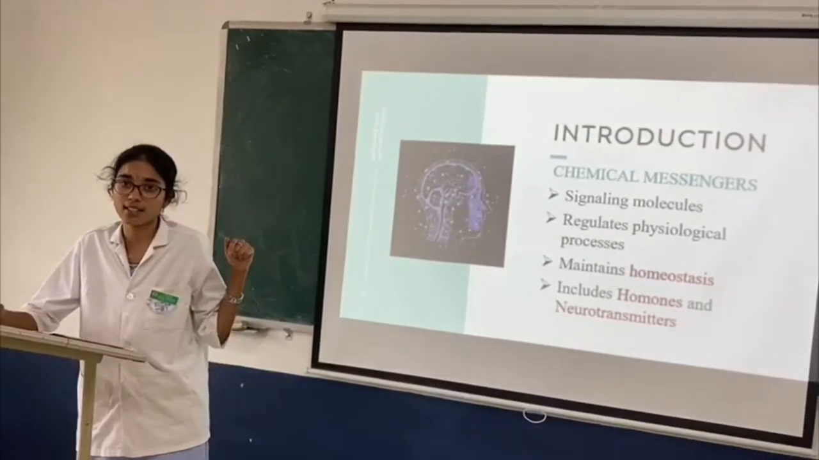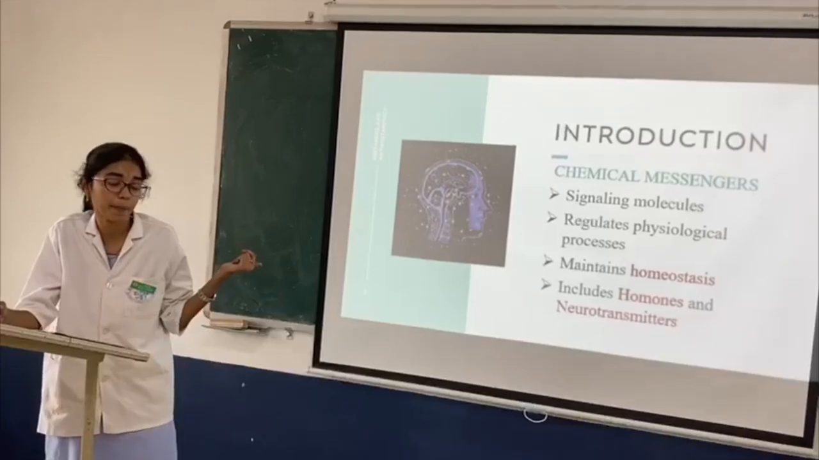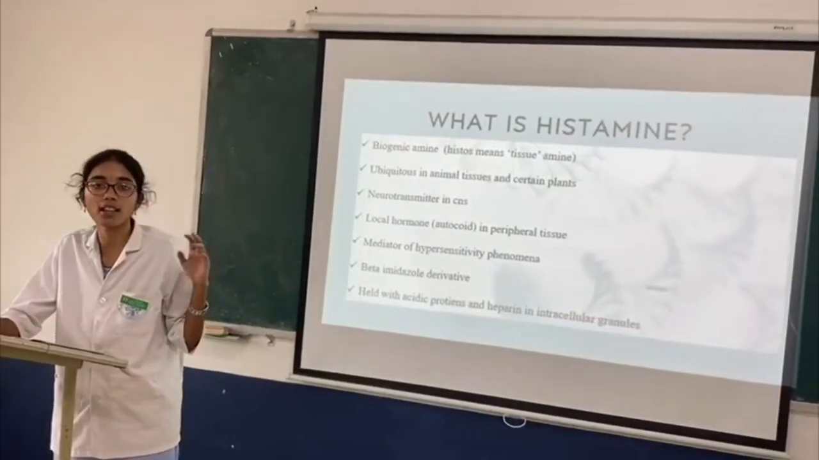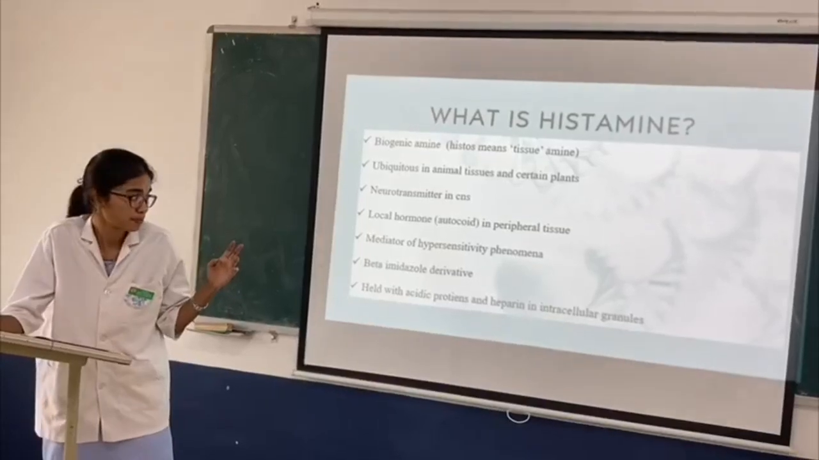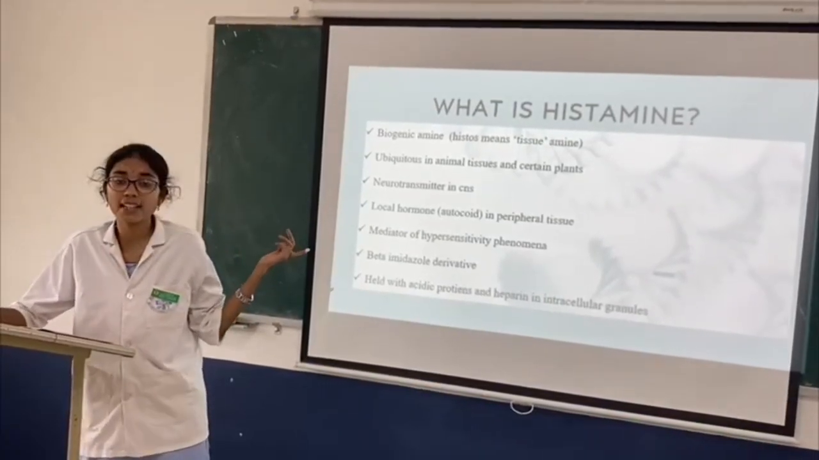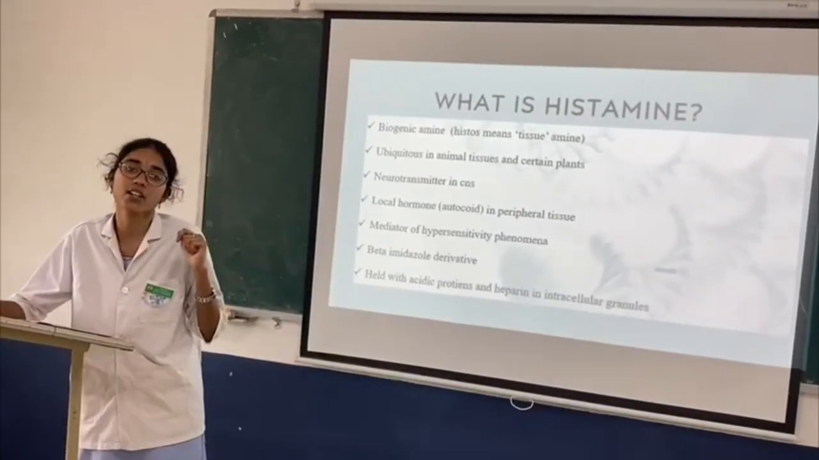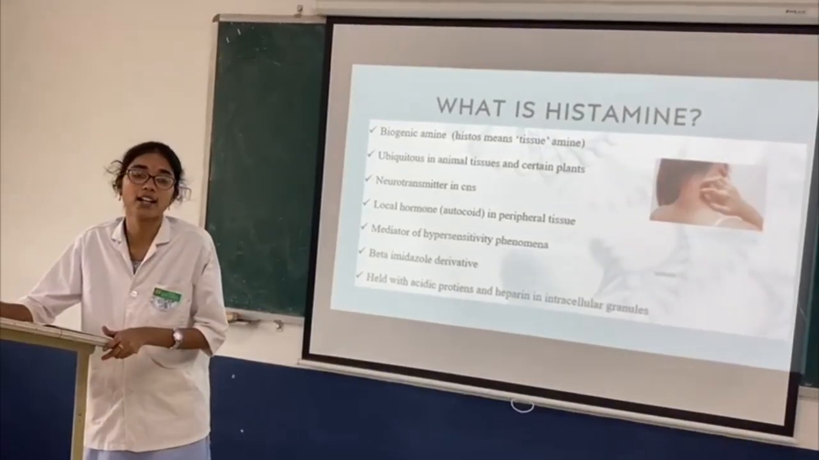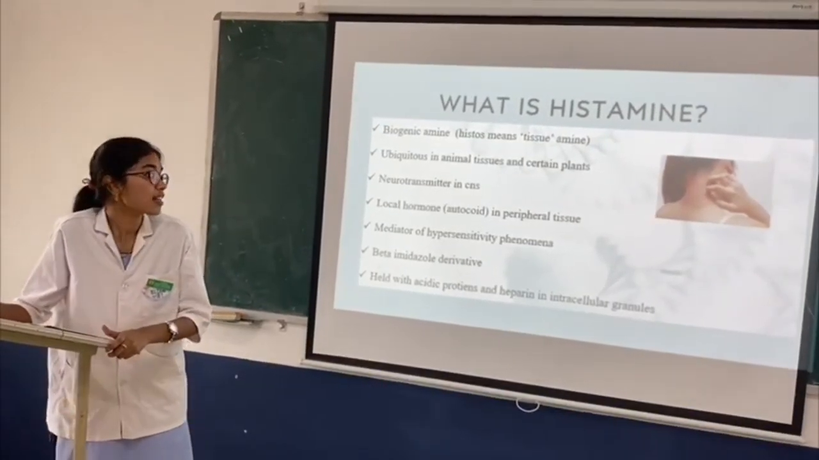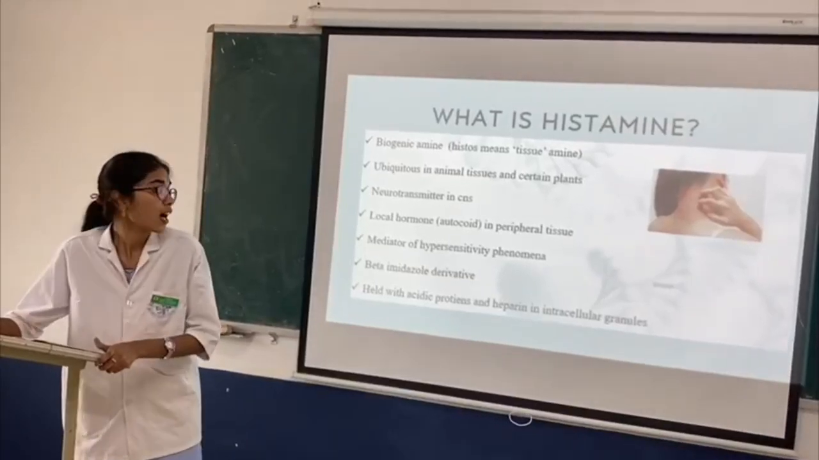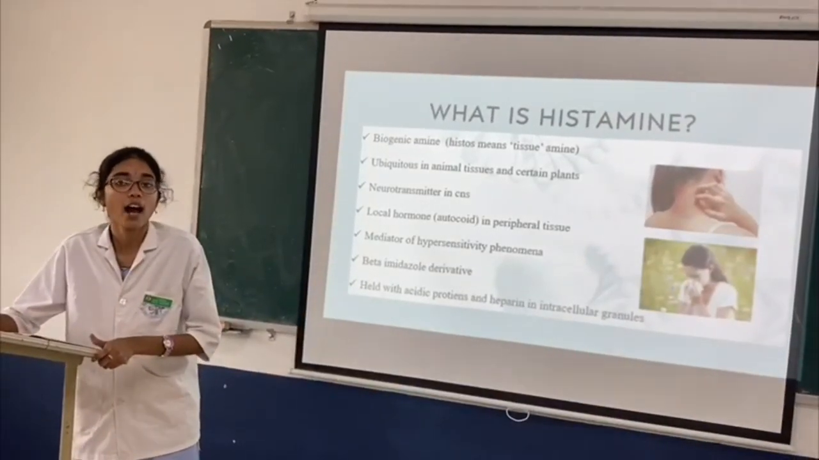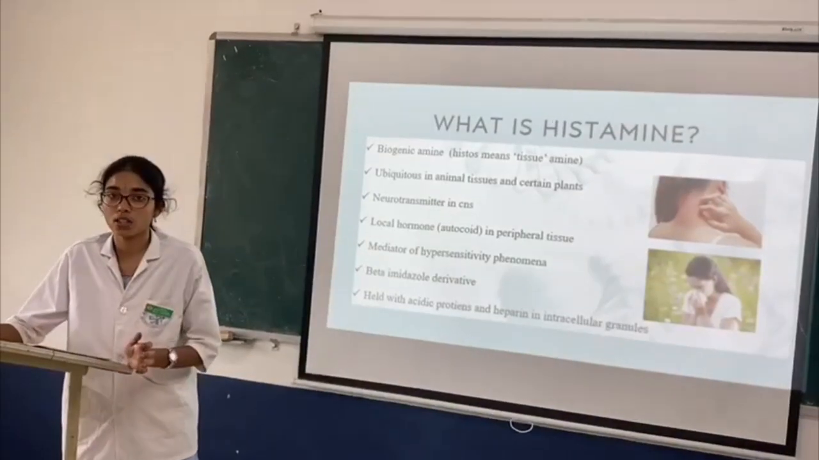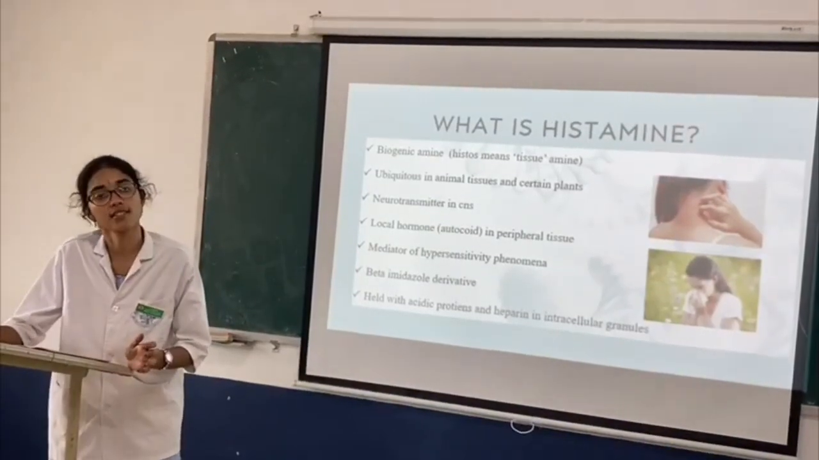When we talk about histamine, it is a biogenic amine, also called a tissue amine, that is present ubiquitously in all animal and plant tissues. Histamine acts as a neurotransmitter in the central nervous system and as a local hormone, also called an autacoid, in the peripheral tissues. It is a main mediator in hypersensitivity reactions and also tissue injury reactions. Well, we will discuss its roles and pharmacological actions later on.